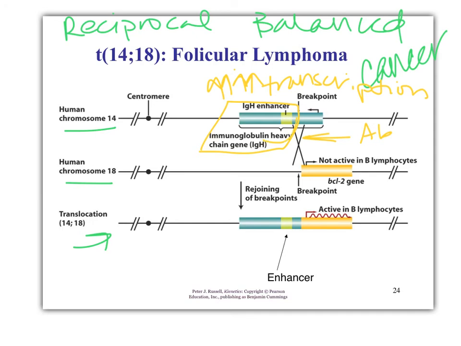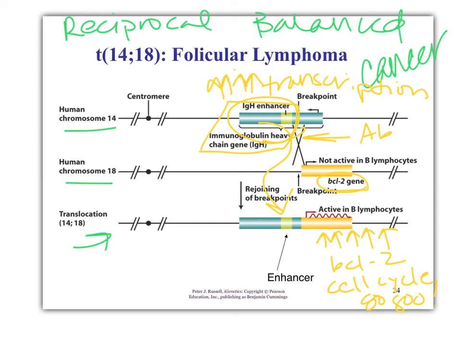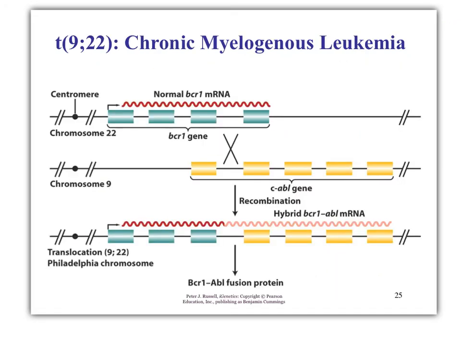So in this translocation, this enhancer is moved into a chromosome, chromosome 18, in front of the BCL2 gene, which essentially makes a huge amount of BCL2. BCL2 causes the cell cycle to go, and we get cancer in B cells where this is expressed. All bad. Another bad example of reciprocal or balanced, again causing cancer, is CML.